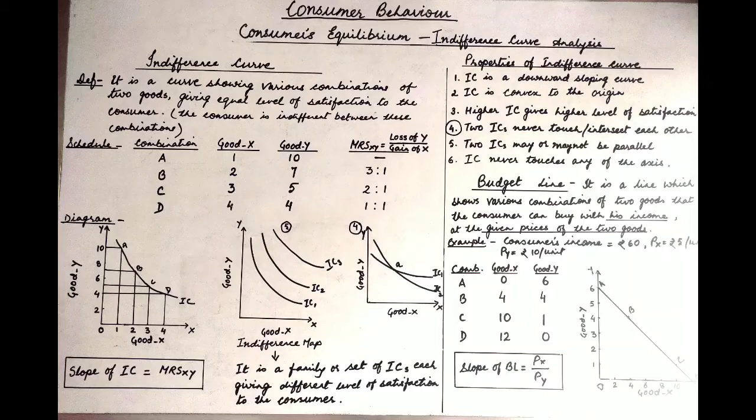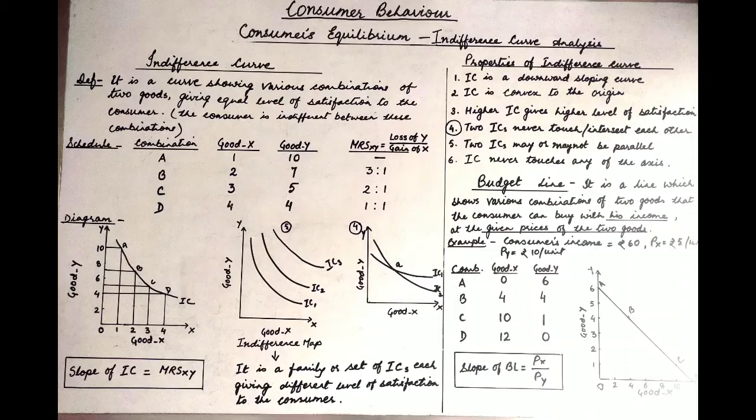Now, today's next topic is budget line. Budget line is a line or a curve which shows various combinations of two goods which can be purchased by the consumer with a given budget at given prices of the two goods.